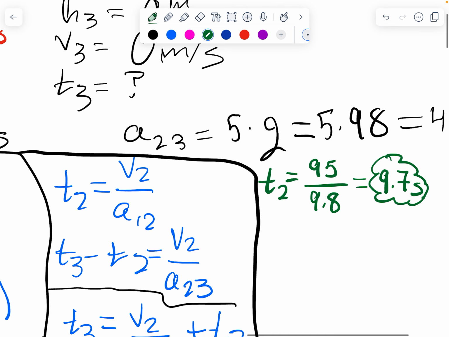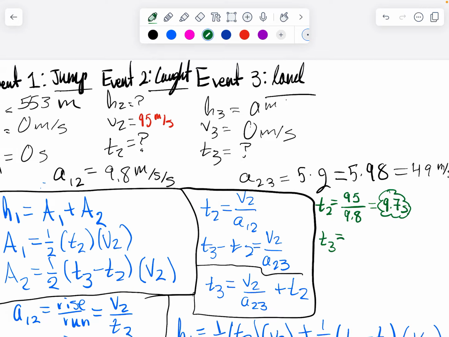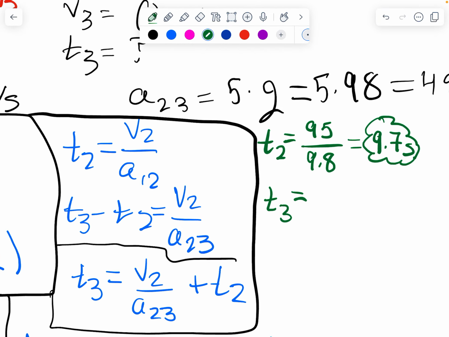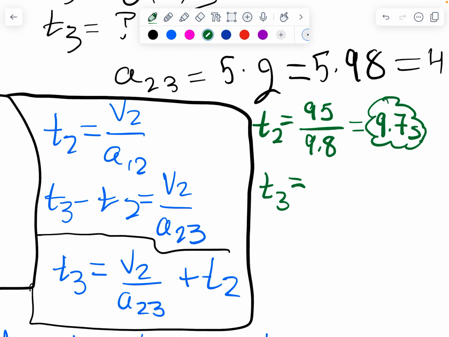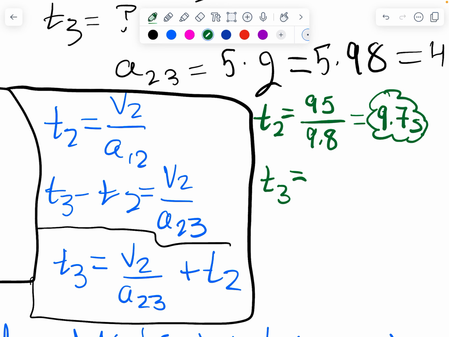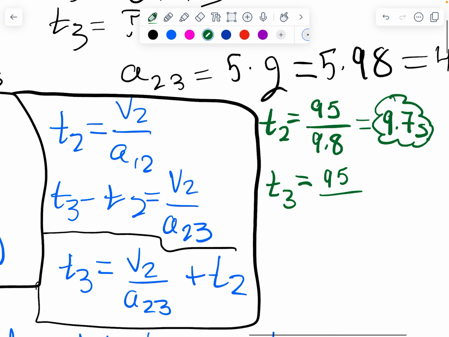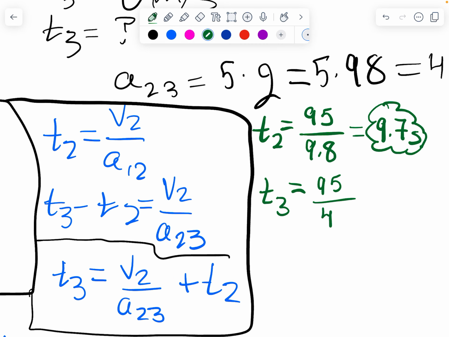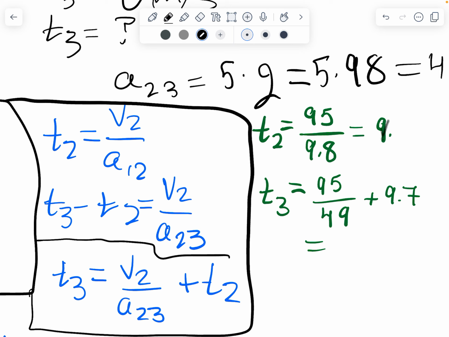We got 9.7. And since we're getting T2, why not get T3? Let's not discriminate. T3 equals, what does T3 equal? Well, we know T3 is going to equal V2 over A23 plus T2. And we got T2, so we told you we needed it. So V2 is 95 over A23, which is going to be a little different. It's going to be 49, okay? 49 plus T2, which we now know is 9.7. So what does that equal? I'll redraw this in red.